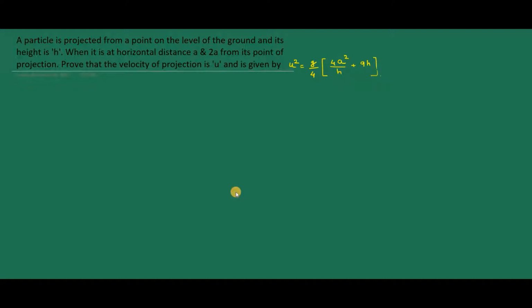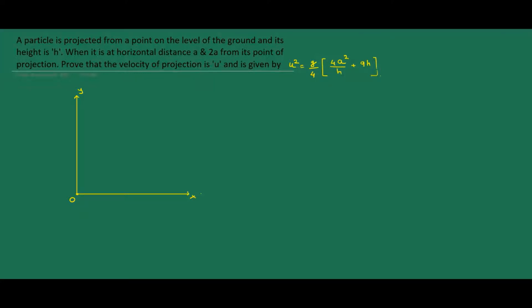Now we have to draw a figure. Let us say this is x-axis and this is y-axis. The point of projection is at point O. So this is the point O. Now what is given? A particle is projected from a point on the level of the ground and its height is h when it is at horizontal distance a and 2a.